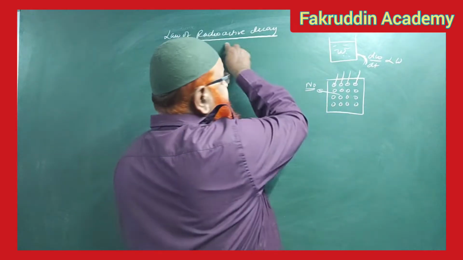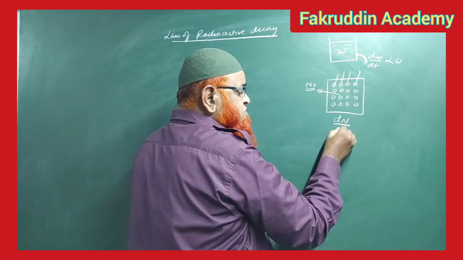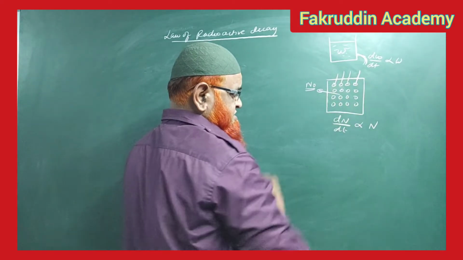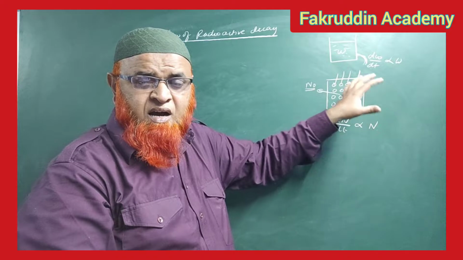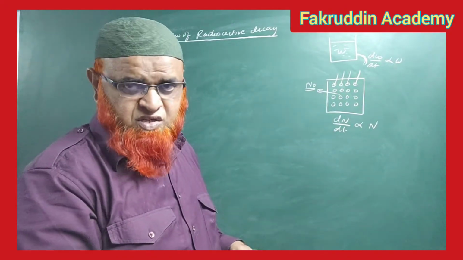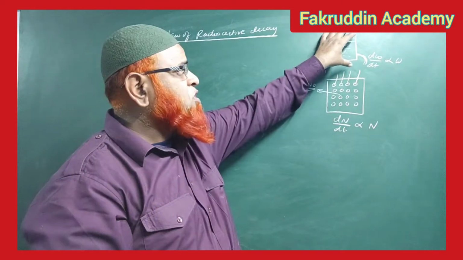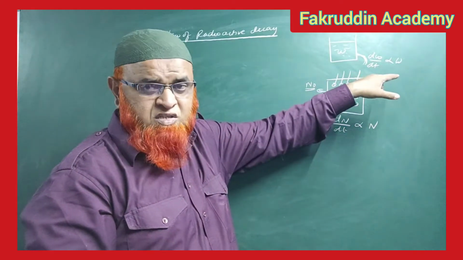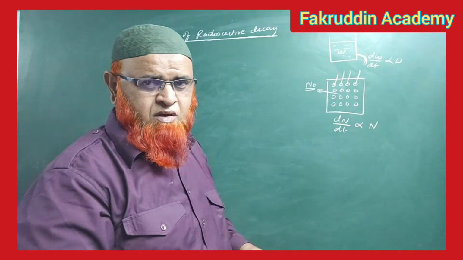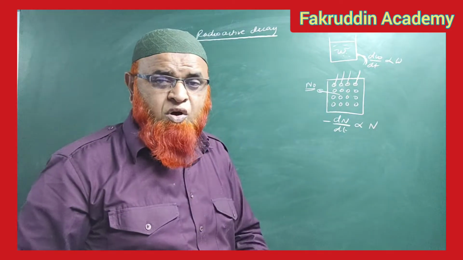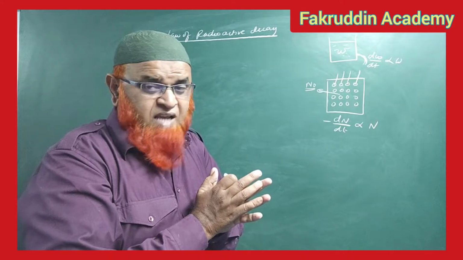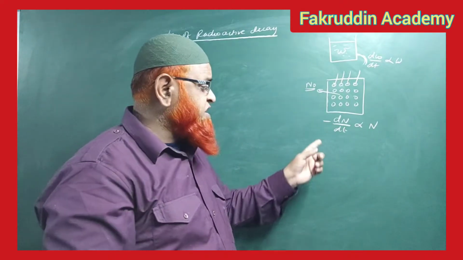According to the law of radioactive decay, the number of atoms which are going to decay with respect to time is directly proportional to the number of atoms present. If more nuclei are present, then more nuclei are going to disintegrate or decay. Just like the water here, if the water level is high, the water comes out fast. As the level decreases, the flow rate of water also decreases. The same thing happens here also. And we write a negative sign here because as the time passes, the number of nuclei is going to decrease.